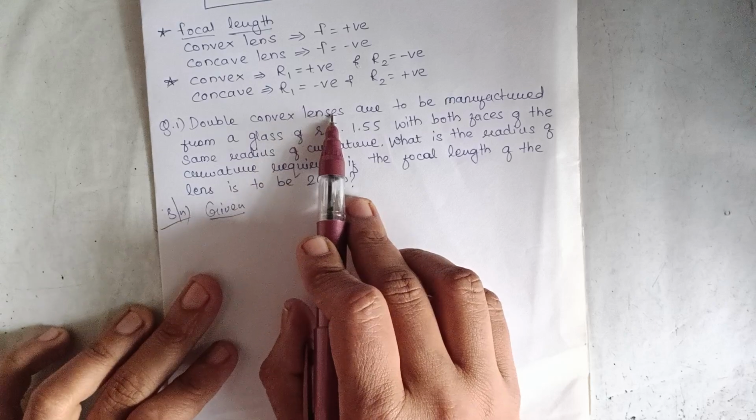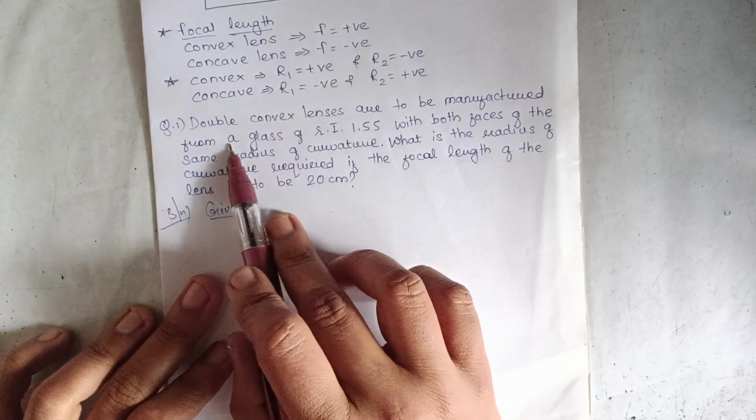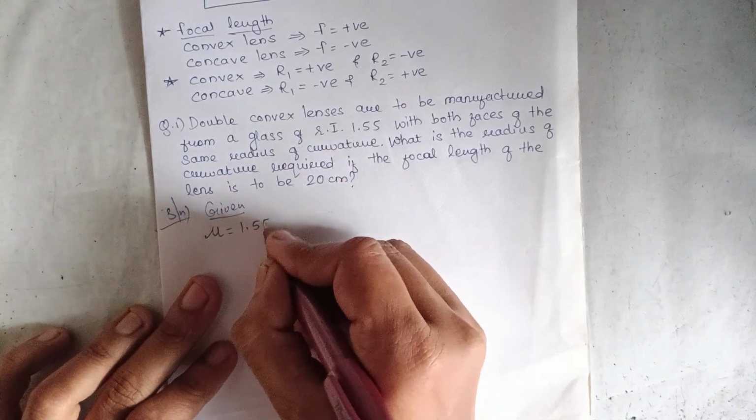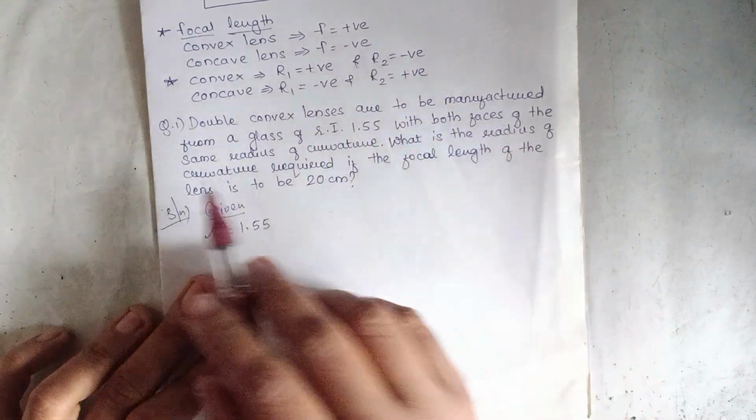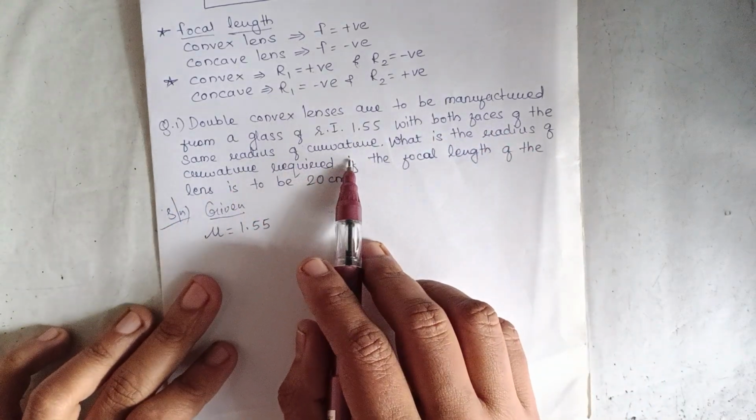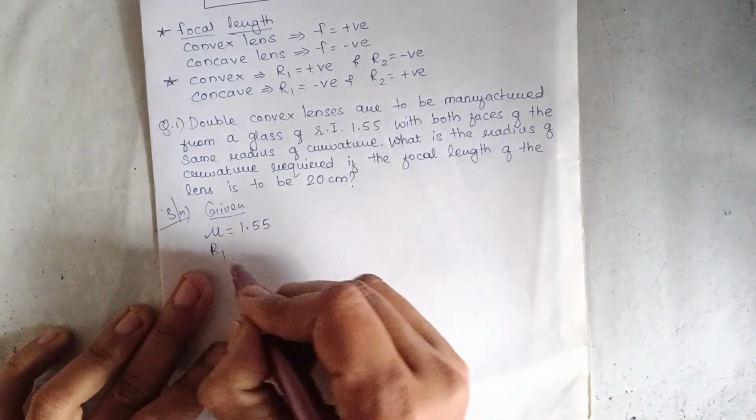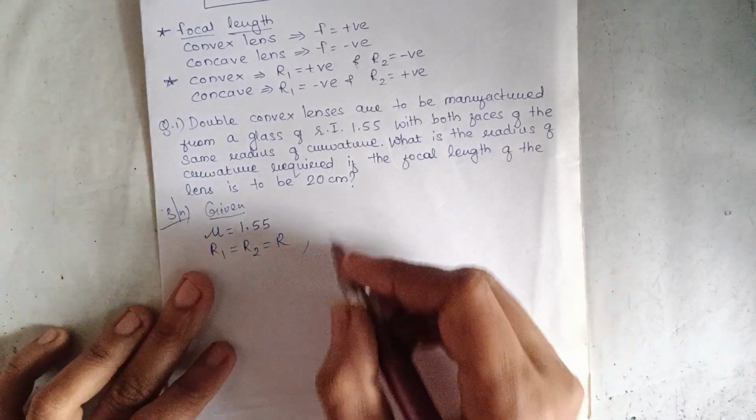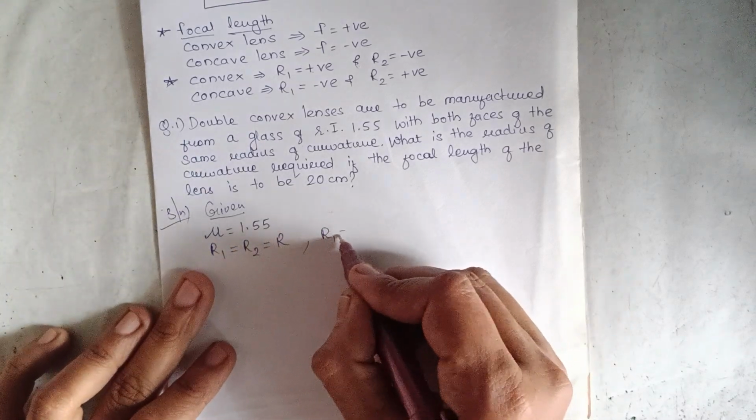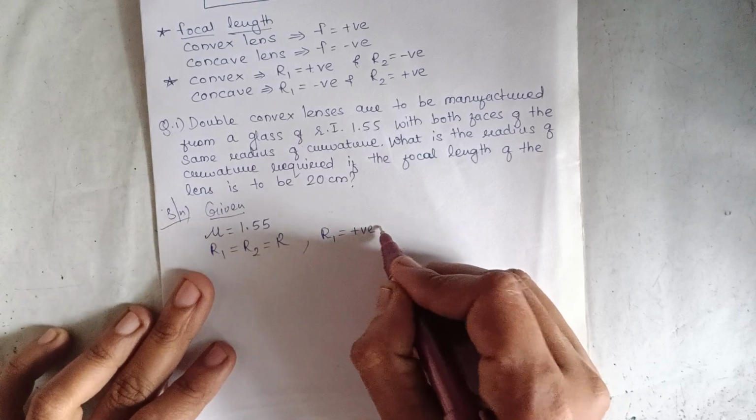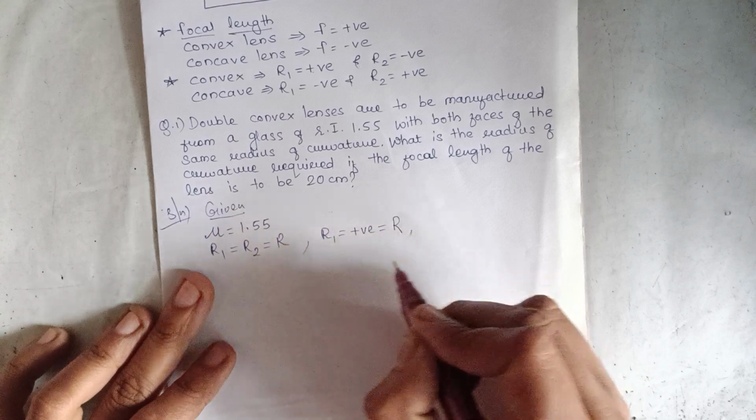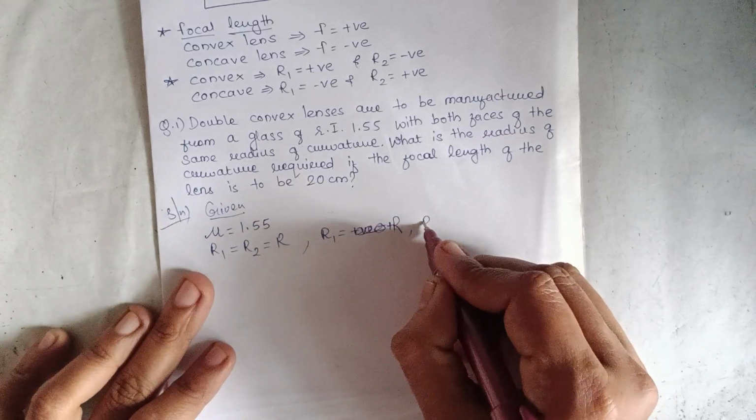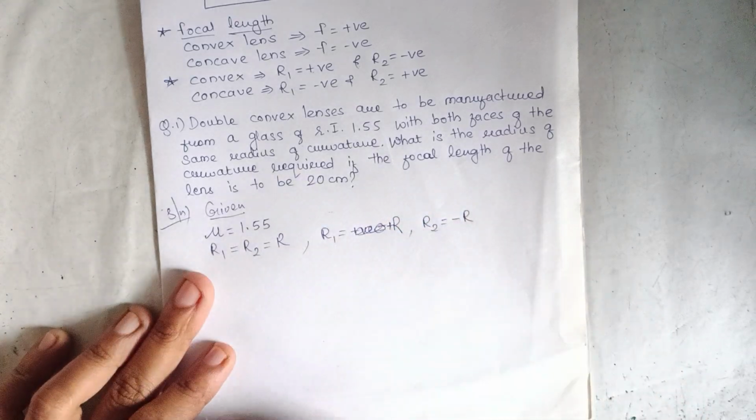So double convex lens, so convex lens is given, and refractive index is given to be 1.55, with both faces of the same radius of curvature. So the radii are the same, that is R1 and R2 are the same. For convex we take R1 positive, that is plus R, and R2 we take as negative.